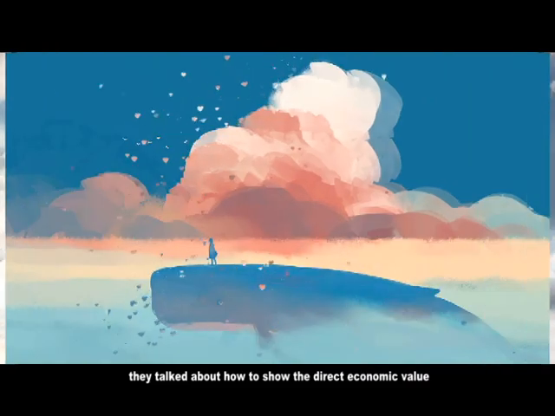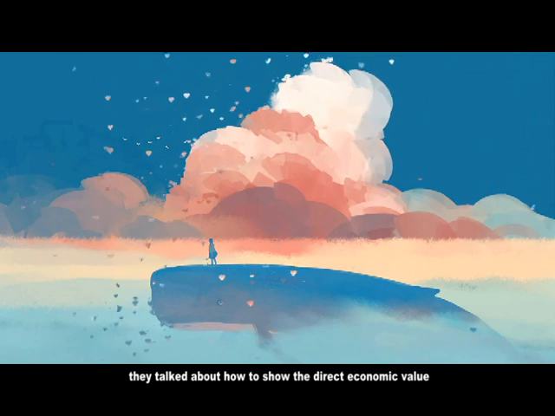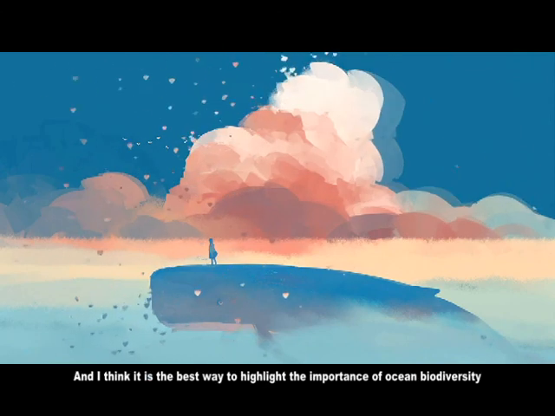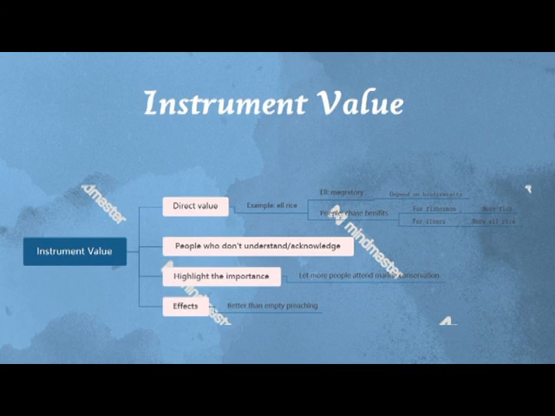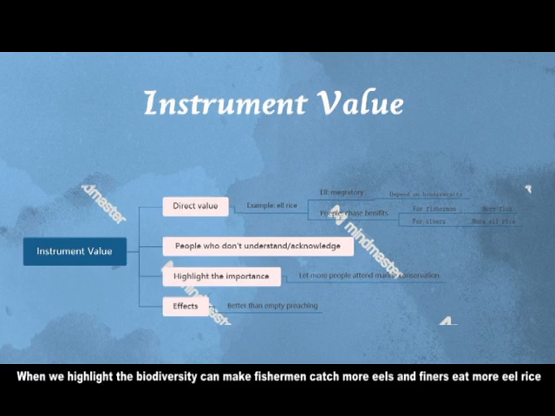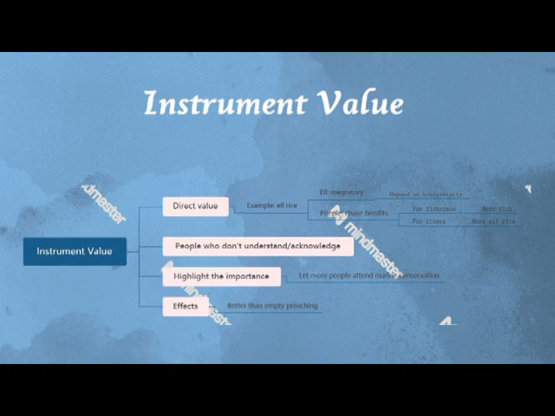In the video, they talked about how to show the direct economic value, and I think it's the best way to highlight the importance of ocean biodiversity. Then let's take the delicious eel rice as an example. Since the eel is a migratory animal, its number depends on biodiversity. When we highlight that biodiversity can make fishermen catch more eels and diners eat more eel rice, I think the effect will be much better than empty preaching.